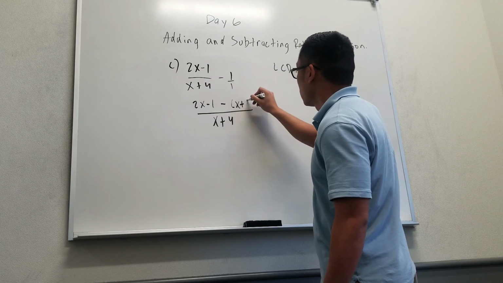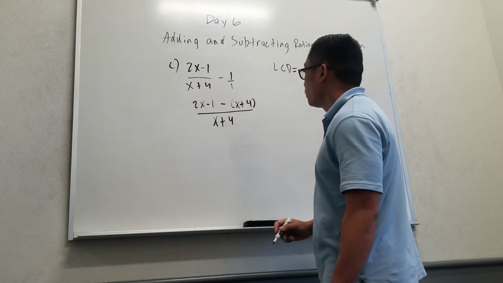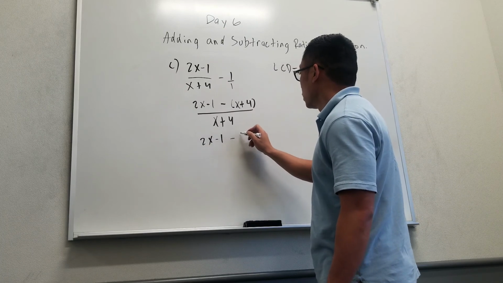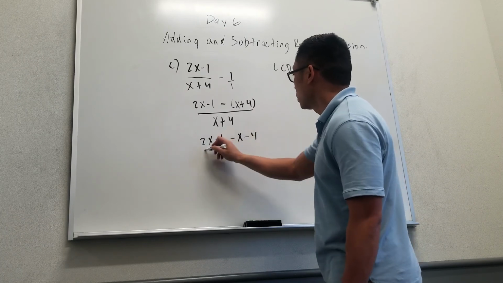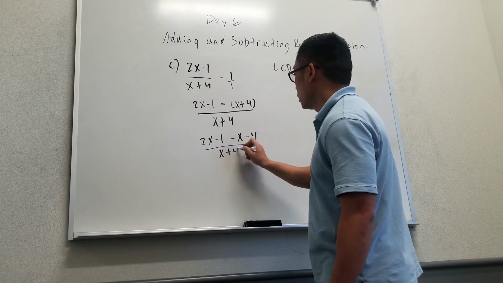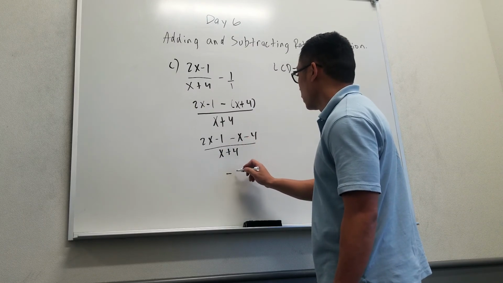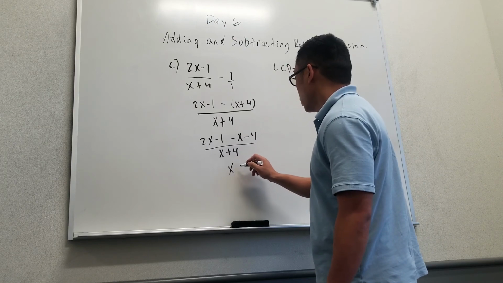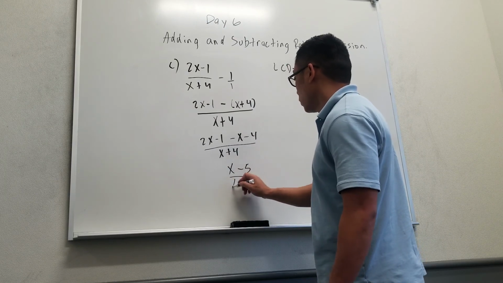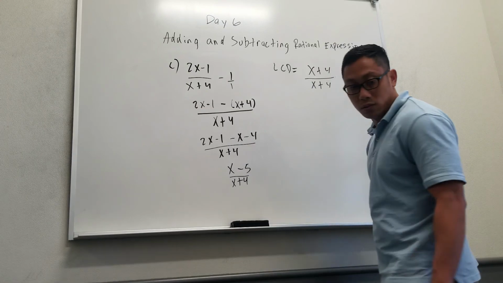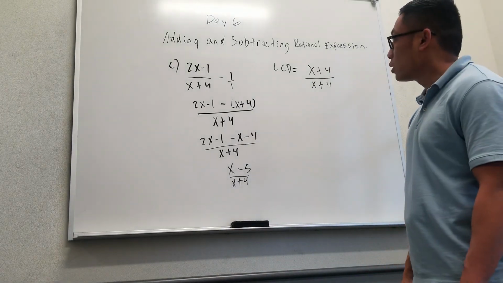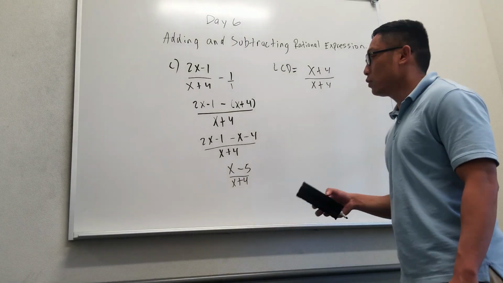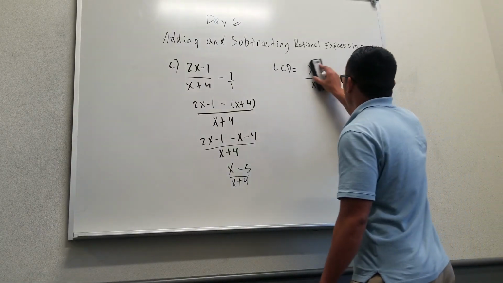Now what? So distributing first. Now let's combine like terms. You got negative x minus 5 over x plus 4. Okay, there you go. So if you feel like it's moving too fast, you can always pause the video too. So there you go.